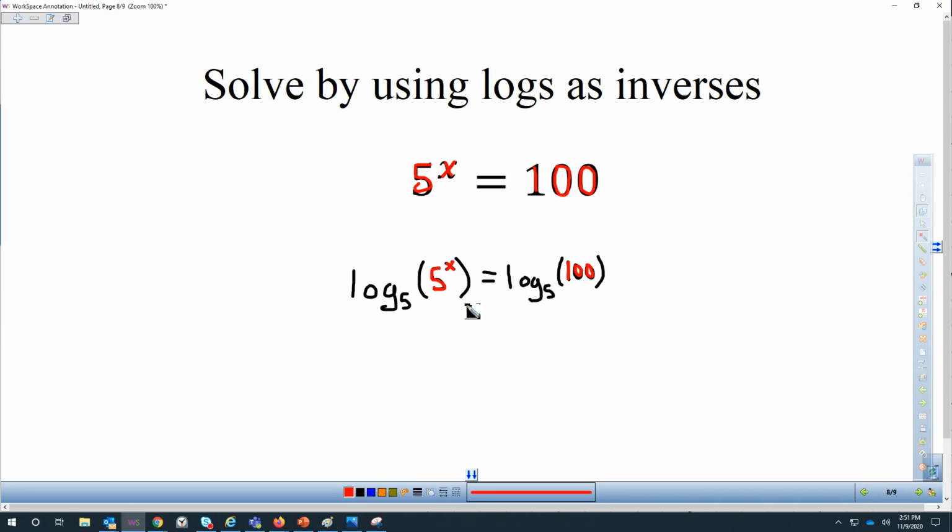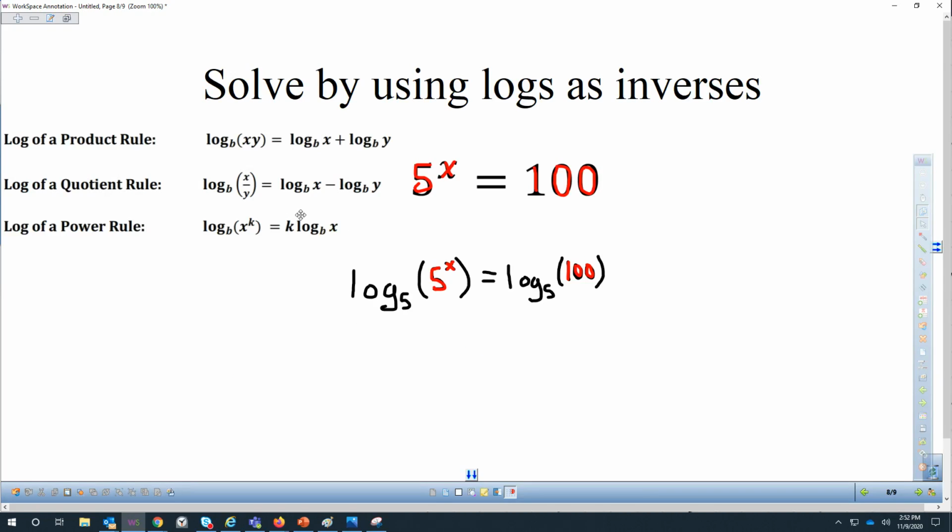Okay, now that might look worse than it was before, but we're now going to call on our log properties. So you might remember these guys from the last few lessons. And the one that we're going to focus on for this problem is this log of a power rule. So it says that log base b of x to the k is equal to k times log base b of x. Well, that's kind of what we got going on here, right? We have log base b, in this case log base 5, of something to a power. In this case, our something is a 5, and it's to the power of x.